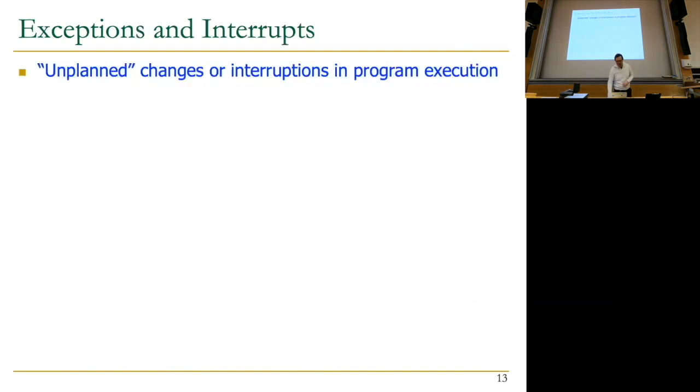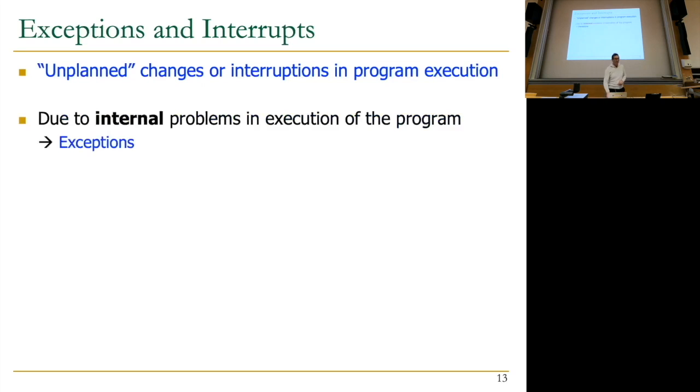Okay, so the analogy holds in the sense that exceptions or interrupts are actually unplanned changes or interruptions in program execution. So for the tram, it was an unplanned wait over there at the station. It could have been somewhere else also. But in programs, this also happens, basically. And there could be two major reasons. This could be due to some internal problems in the execution of a program. Essentially, this is called an exception.